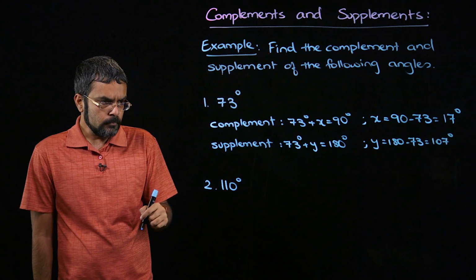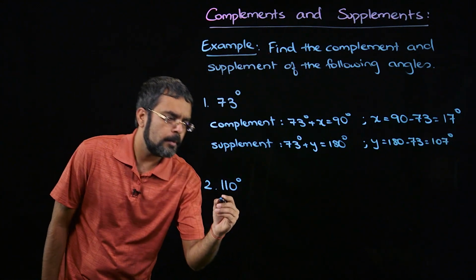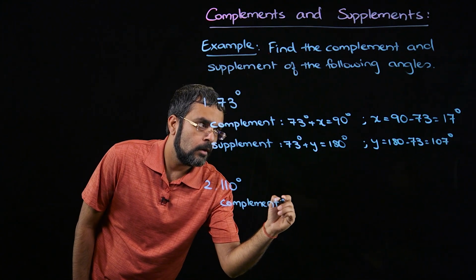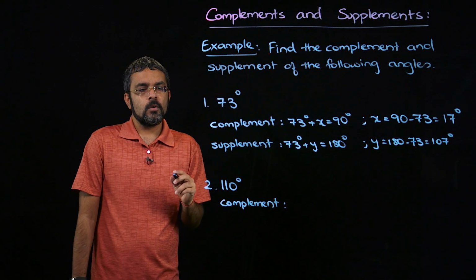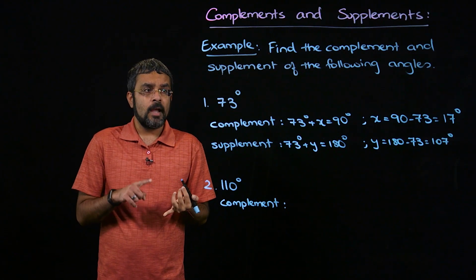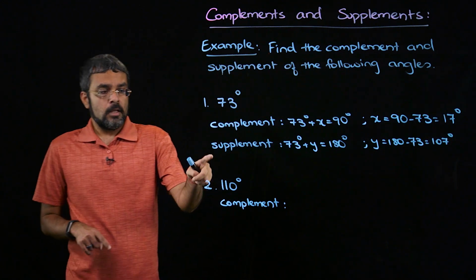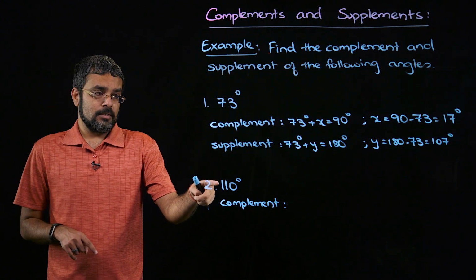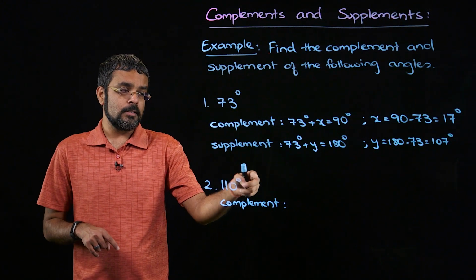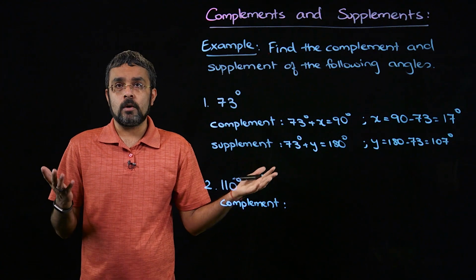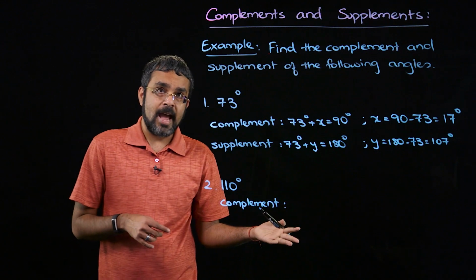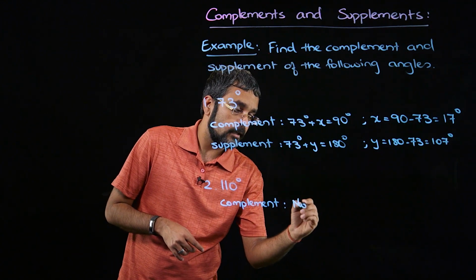Now, let's look at 110 degrees. So what's the complement of 110 degrees? Well, note that to be a complement, two things need to happen. The angles have to be positive and they have to add up to 90 degrees. This angle is already greater than 90 degrees, right? So if I want something else to add up to 90 degrees, that angle would have to be negative, and we know that it cannot happen. So since this angle is greater than 90 degrees, it doesn't have a complement, so there is no complement for this angle.